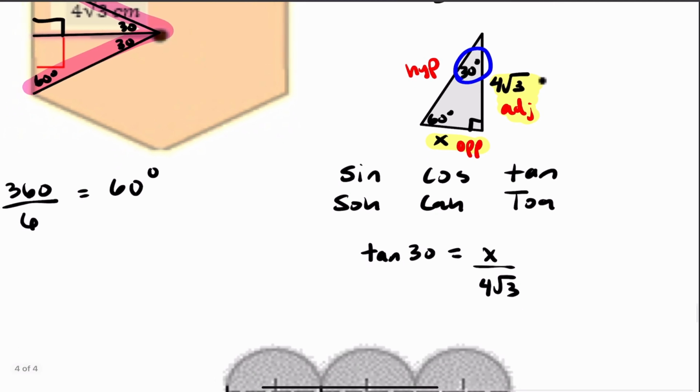So to get x by itself, I have to multiply both sides by 4 root 3. If x appears to be in the denominator, then you just need to swap the x and the tangent function with each other. But in this case, I'm just multiplying both sides by 4 root 3. All right, so I'm going to get my calculator out.